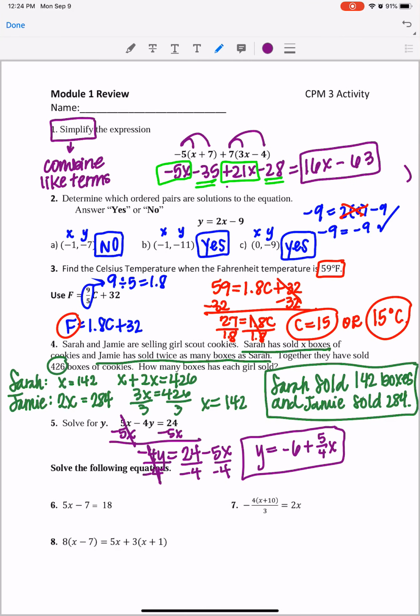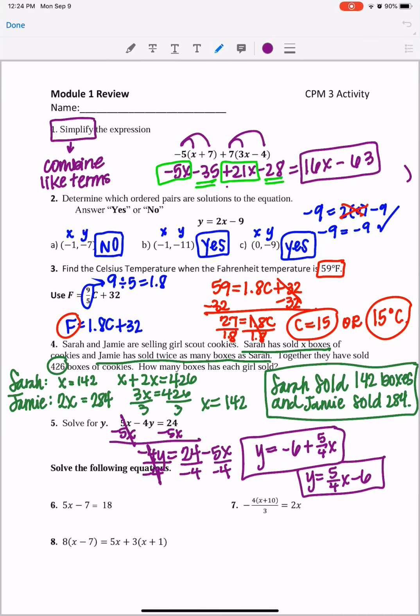And just so you guys know, this would be the exact same answer if you switch it. You just got to watch the signs when you switch it. Notice that 5 over 4 is positive, so 5 over 4 is positive. We have a negative 6 and a negative 6. So if you switch anything, you just got to make sure that those signs are the same.